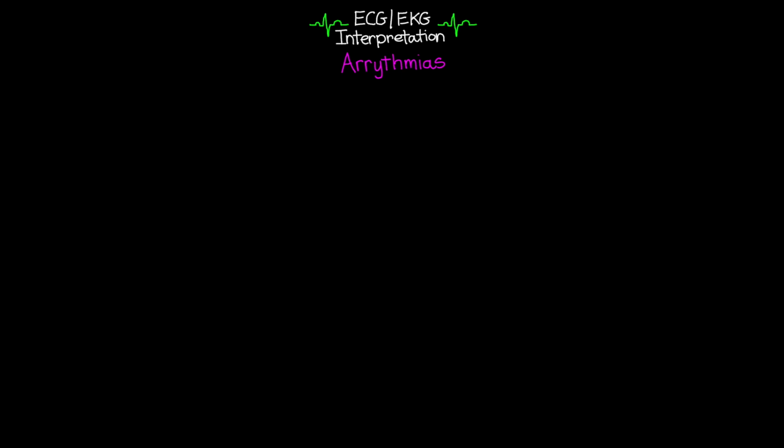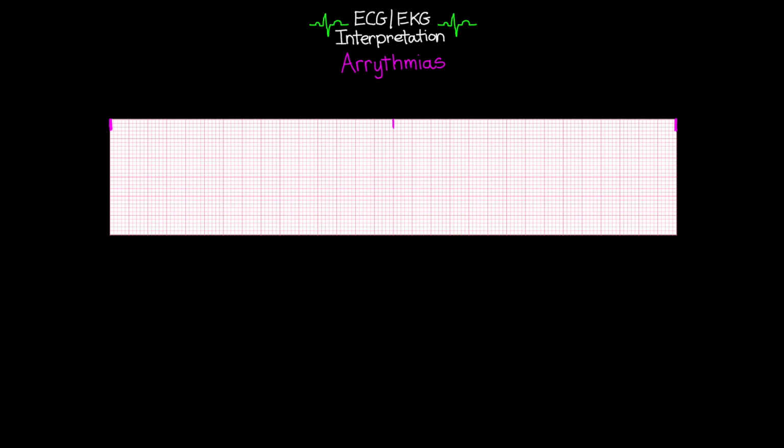Alright, and with that out of the way, let's go ahead and start off with our first one here. And for this, I'm going to bring back our 6-second strip paper that we have here, and I'm going to put up an example of each of these different types of rhythms for you to be able to see, and we'll talk through, like I said, some of the ways that you can identify this particular arrhythmia.